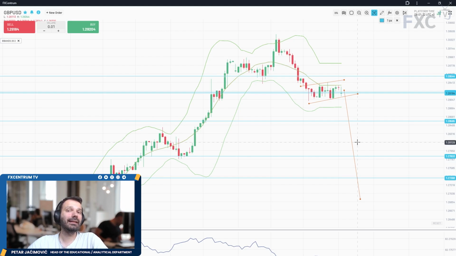So a sell idea on the British pound versus US dollar, and this is so far the best idea that we found for today and probably for this week.